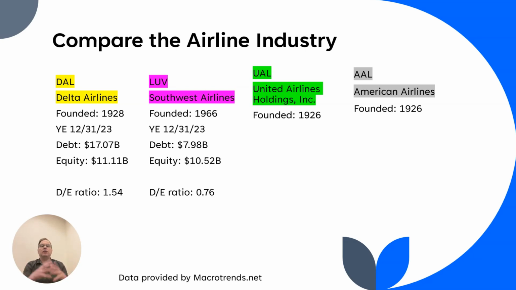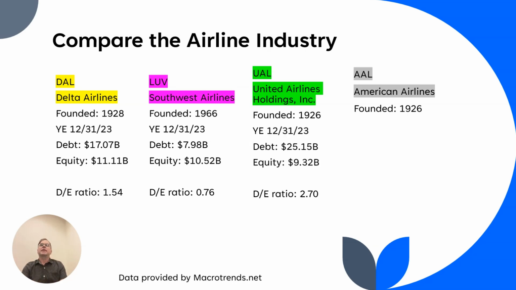Southwest, again, younger in comparison to the others, still been around a while, 7 billion in debt, 10 billion equity, so 0.76. Pretty good ratio. Owners still have the significant role, as far as investors do, over the debt that's there. You've got United Airlines, which is 25 billion in debt, 9 billion in equity, or a 2.7.